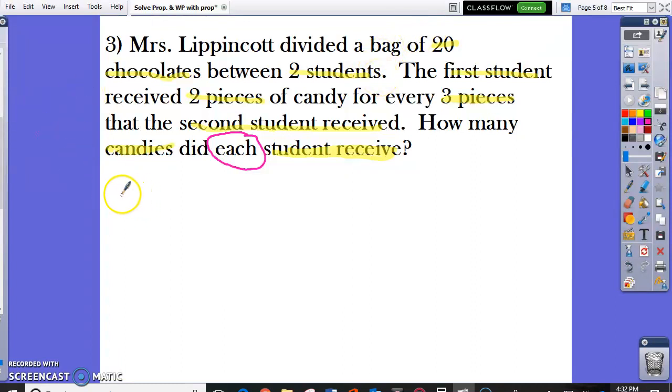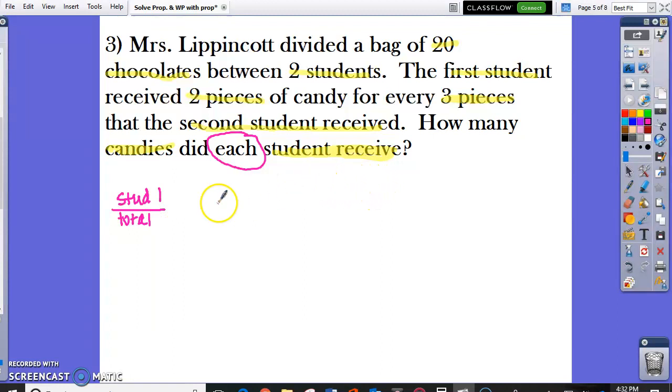So we need student 1 or student 2. We'll start with student 1. We need to know how many pieces of candy student 1 got out of the whole bag of candy. So that would be total. Once we find student 1, we'll be able to find student 2.